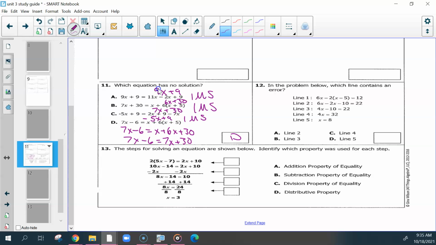Because when they go -2 to -10, they put -10. It's supposed to be a +10 because you're multiplying by -2. She's right. Line 4 is also wrong, well, because that second line is messed up, everything else will be.